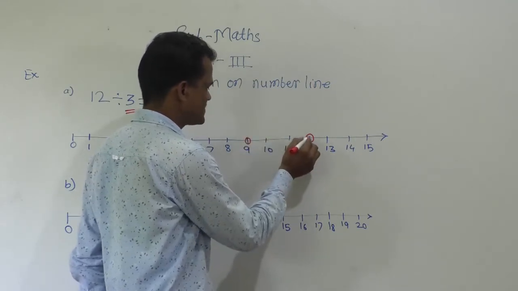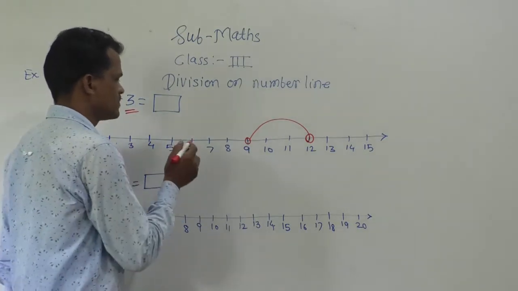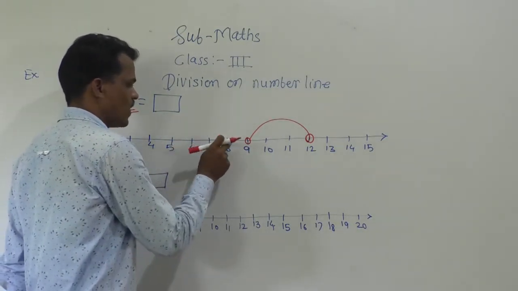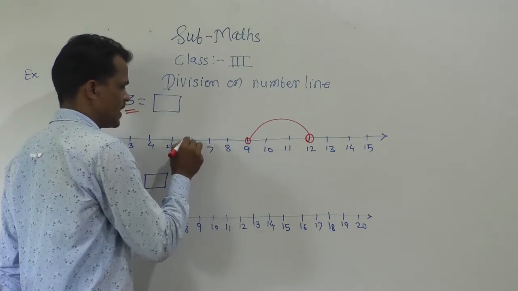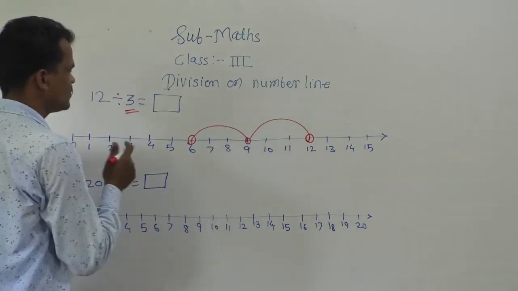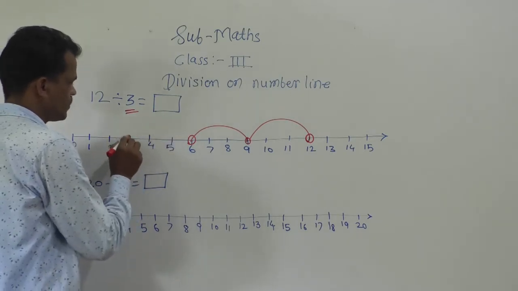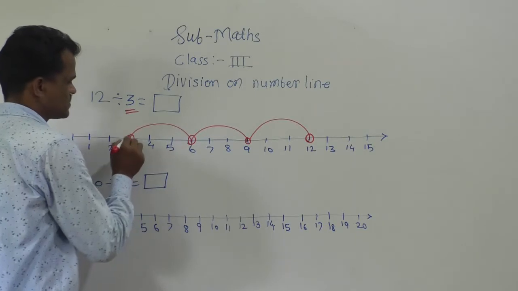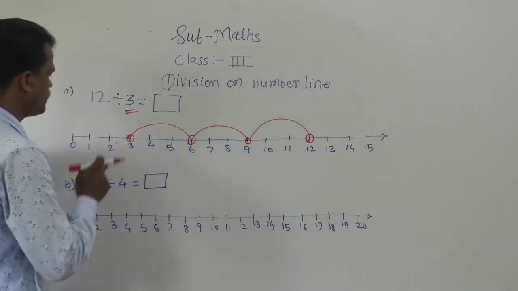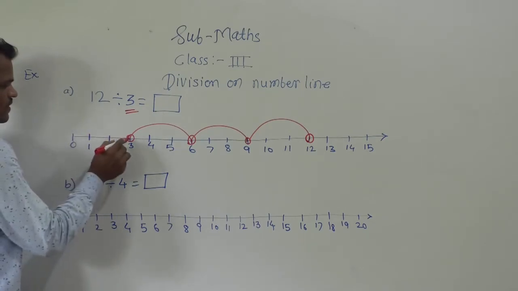So 12 minus 3 is 9. Then again subtract 3. 1, 2, 3. So 9 to 6. Then again go 3 steps backward. 1, 2, 3. So 6 to 3. Then 3 steps backward. 1, 2, 3.